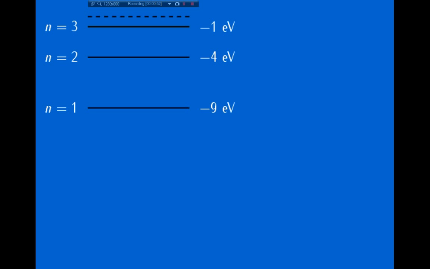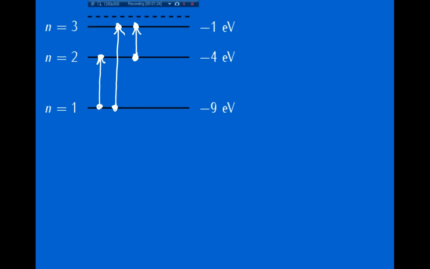The electron can go from the n equals 1 state up to the n equals 2 state. It can move from the n equals 1 all the way up to the n equals 3 state, or the electron can move from the n equals 2 up to the n equals 3 state. So these are all the transitions that correspond to the atom absorbing a photon, and therefore the electron gaining some energy.